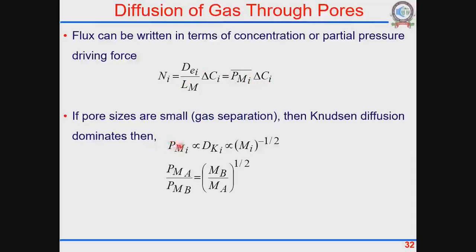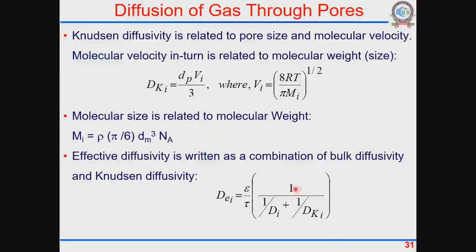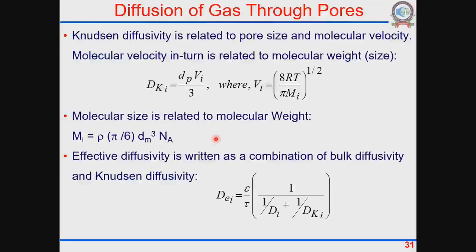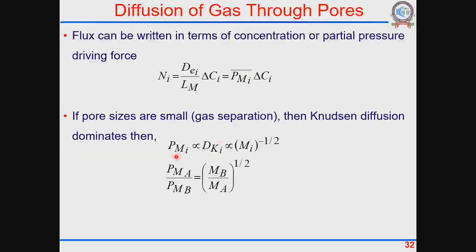You will see that permeance is related to the effective diffusivity. So if the pore sizes are so small that the Knudsen diffusivity is very small compared to the bulk diffusivity, then the effective diffusivity is essentially controlled by the Knudsen diffusivity. In that case, the permeance or permeability of the membrane is related to the Knudsen diffusivity, and Knudsen diffusivity is inversely proportional to the molecular weight. So permeance or permeability is inversely related to molecular weight.